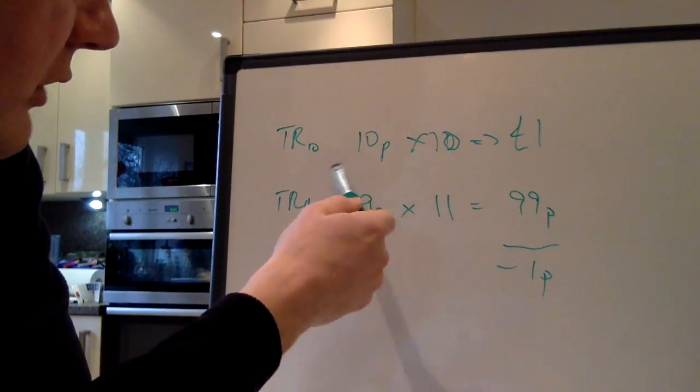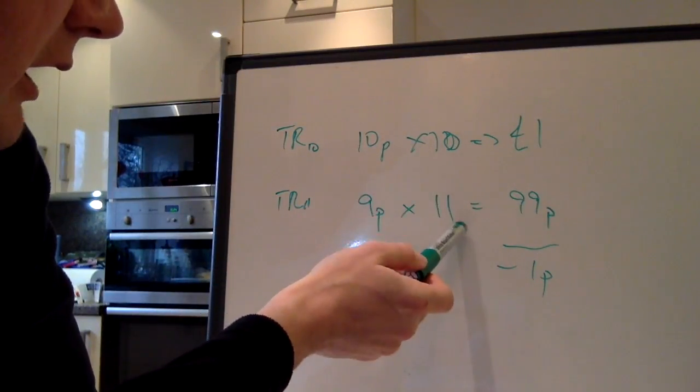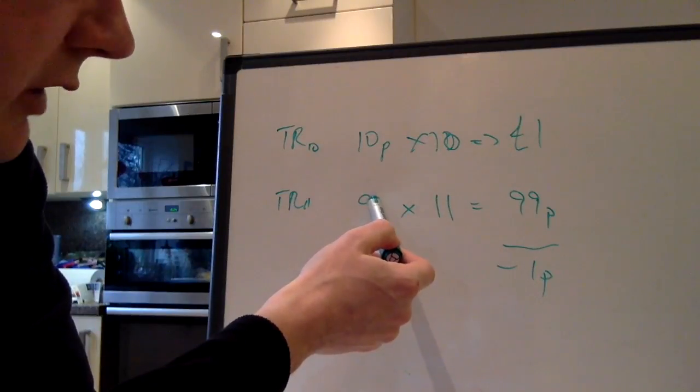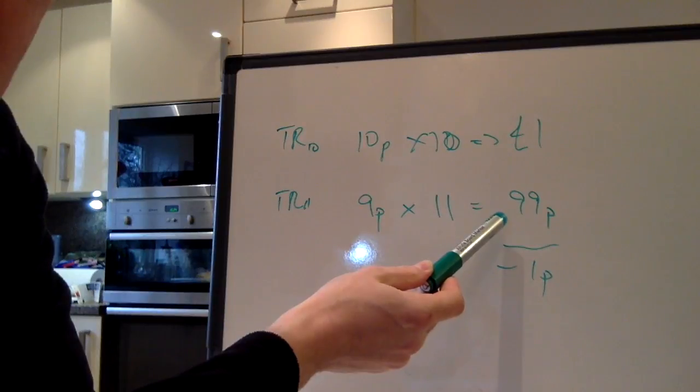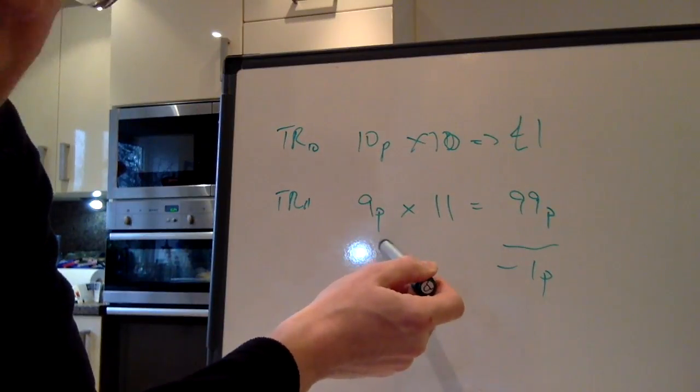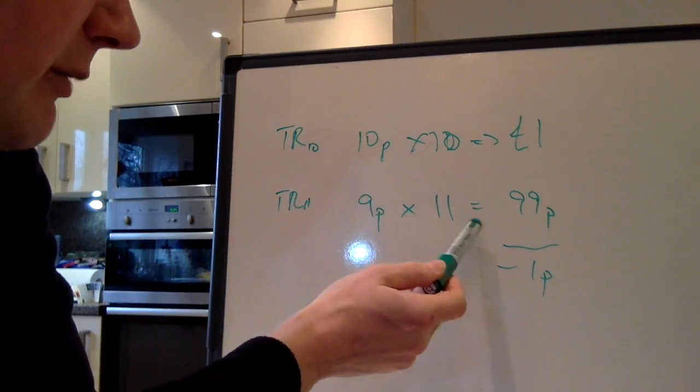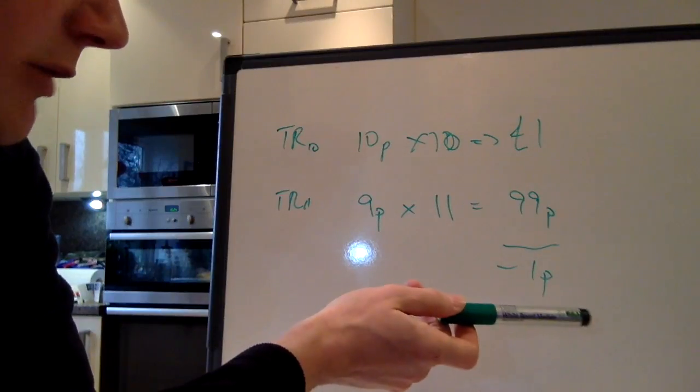When we sell 10 cards, we charge 10p each, so it's a quid. To sell 11 cards, the price drops to 9p, so total revenue is only 99p. So it's not a particularly smart strategy from the point of view of the firm. Marginal revenue, in other words, is negative.